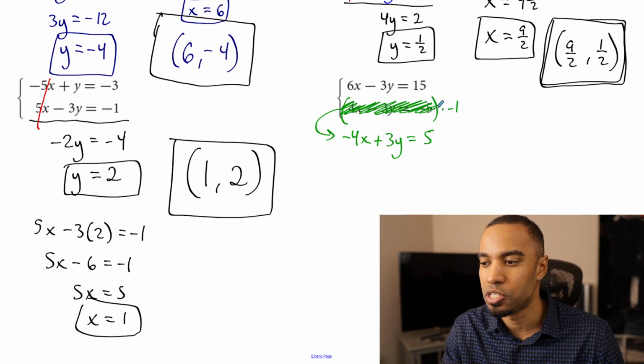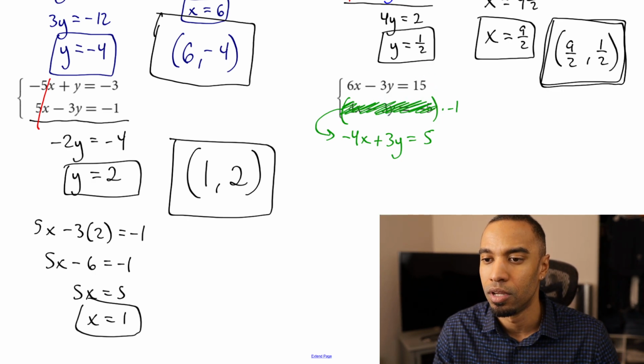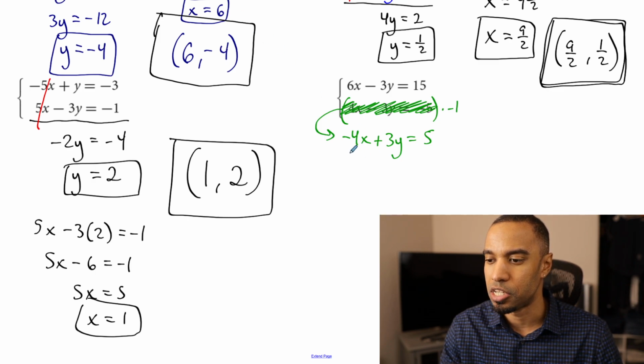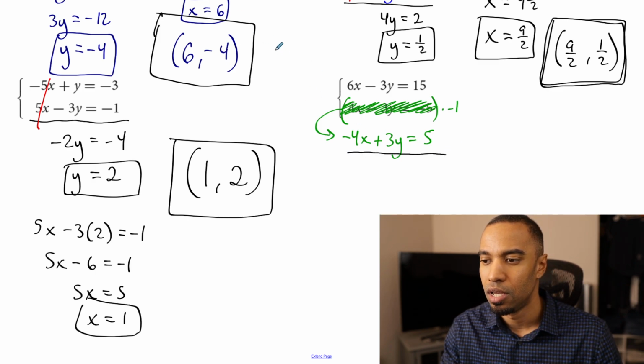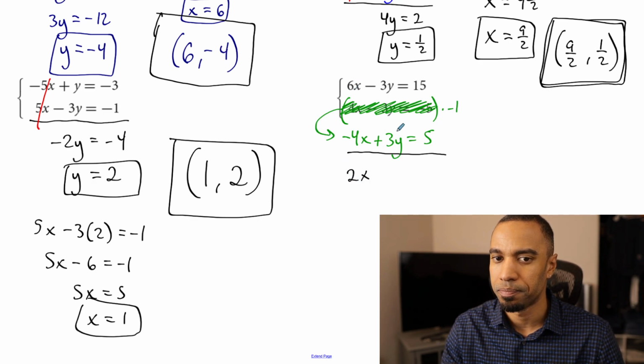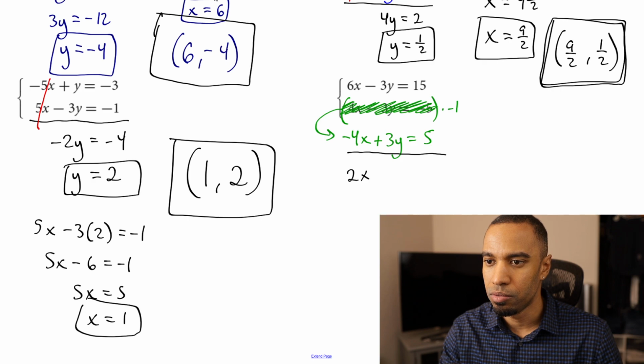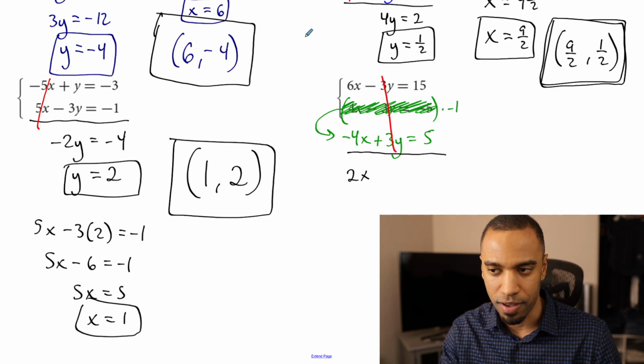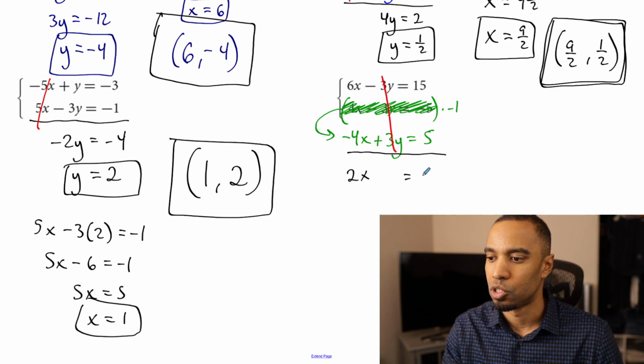There are some places that call this the addition-subtraction method, by the way. If you've seen this in a book, they might call it the addition method or the addition-subtraction method, also known as the elimination method. 6x minus 4x equals 2x. Negative 3y plus 3y is 0. That's why we did that. And 15 plus 5 now equals 20. So 2x equals 20. Divide by 2, we get x equals 10.